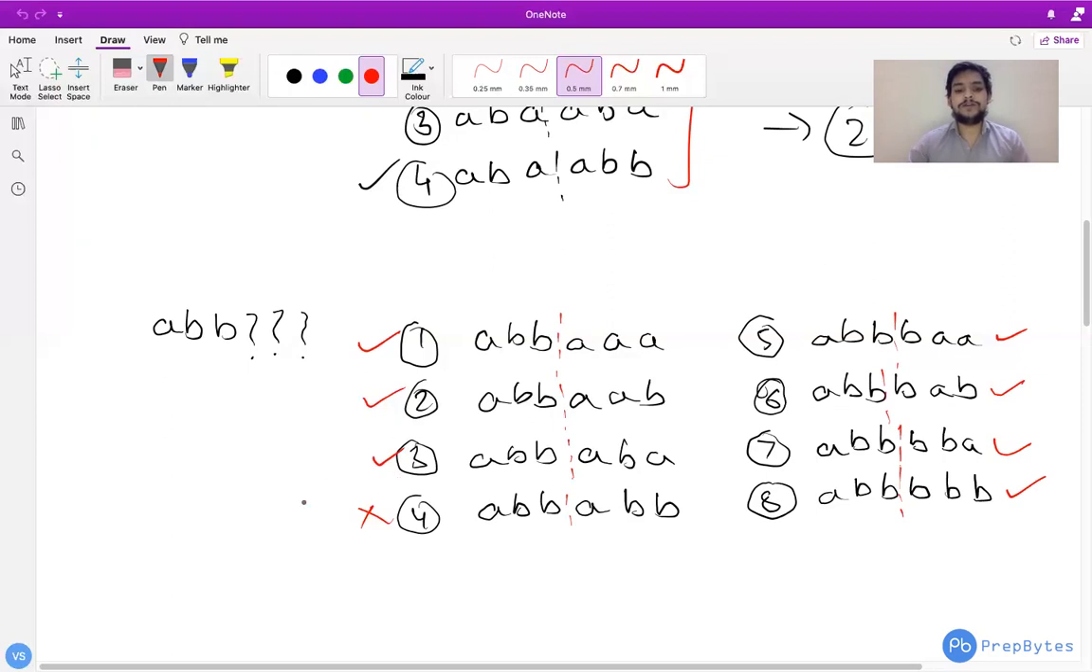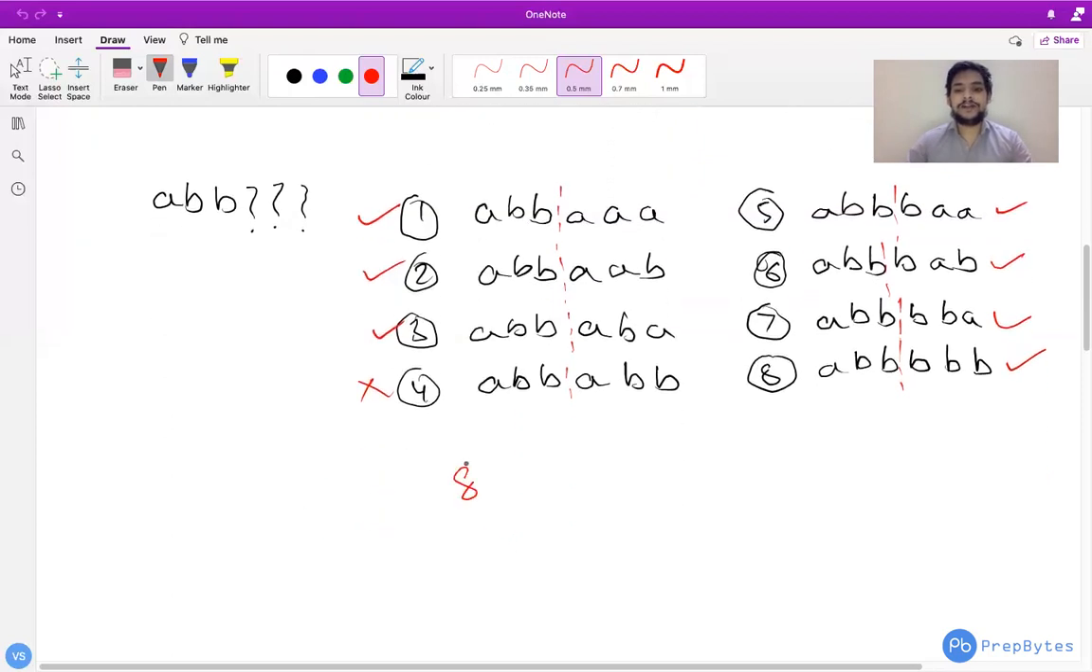So how many in total are we getting? In total we are getting 8. Out of this, how many are we not including? We are not including 1. So what is the count remaining? That is 7. 7 is your answer. 7 we will print as the answer when we get this string.